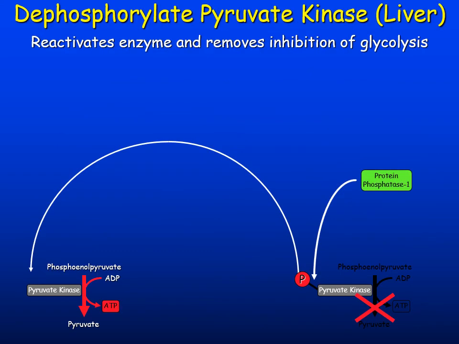And the last point of control, in this case of glycolysis, occurs at the pyruvate kinase step, and this is the last step in the glycolytic pathway. Our active protein phosphatase 1 can cleave off that phosphate group, reactivating pyruvate kinase, enabling glycolysis to proceed.